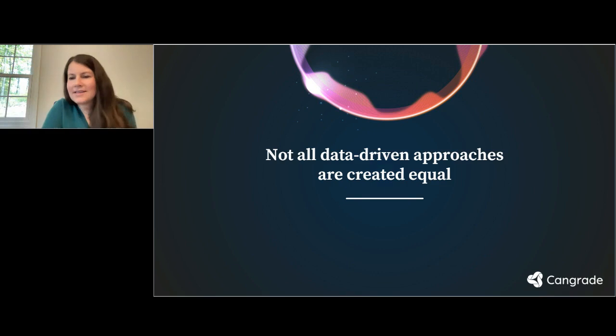So I want to get into some of these data-driven approaches. Not all of these data-driven approaches are created equal. I'm not necessarily talking about the metrics of your hiring process. I think those are critical, but they don't necessarily help you find the right candidate. So I want to take some time to look at what data-driven approaches can help you find the right person who will be a high performer and who will stay, the holy grail.